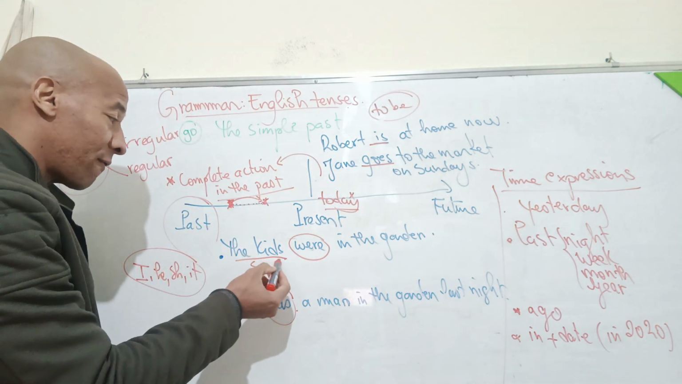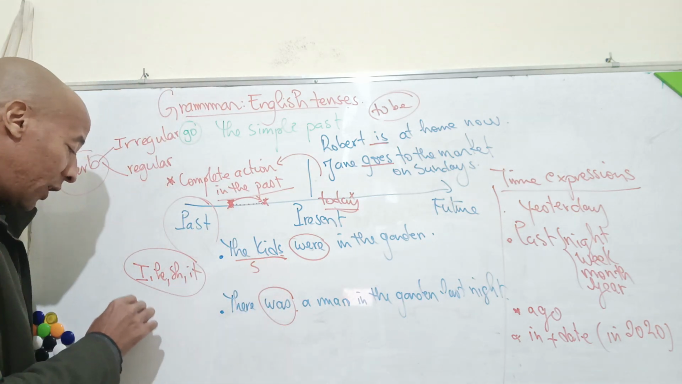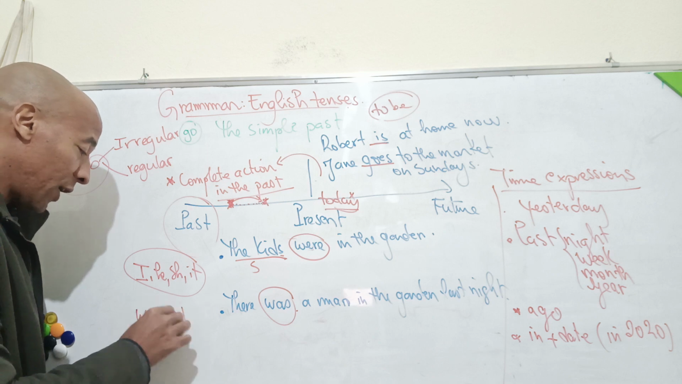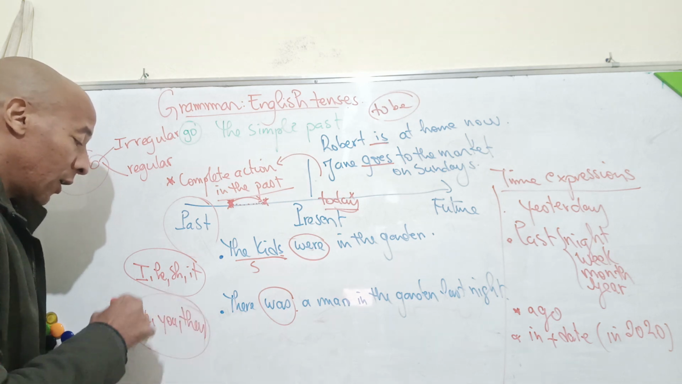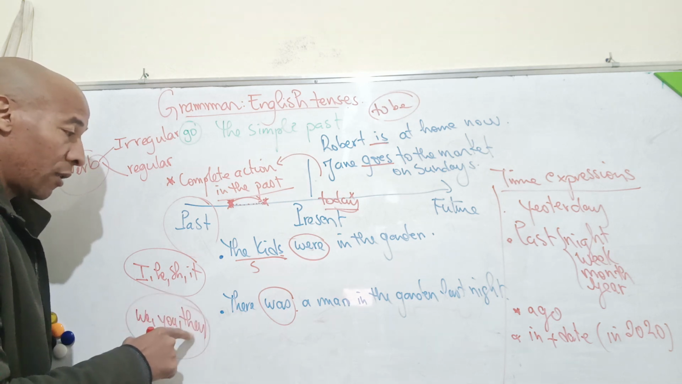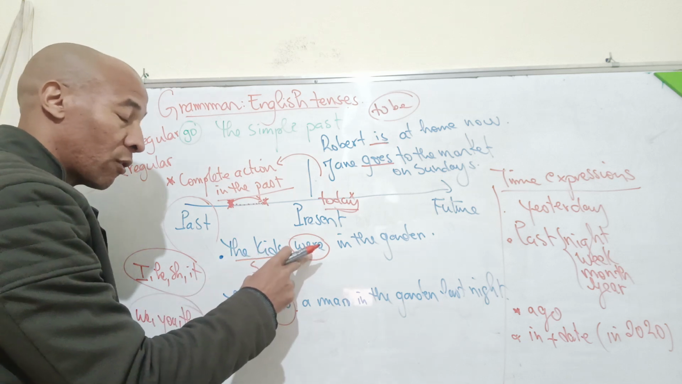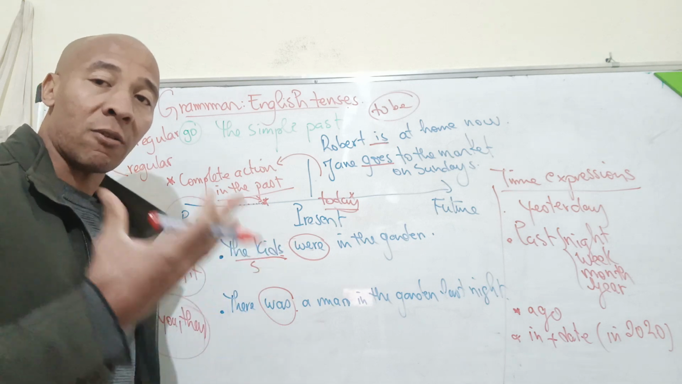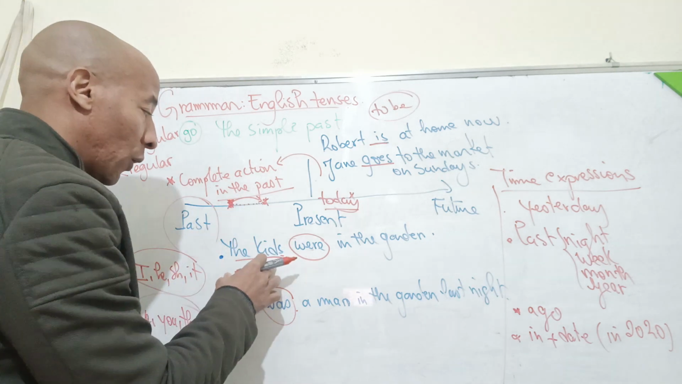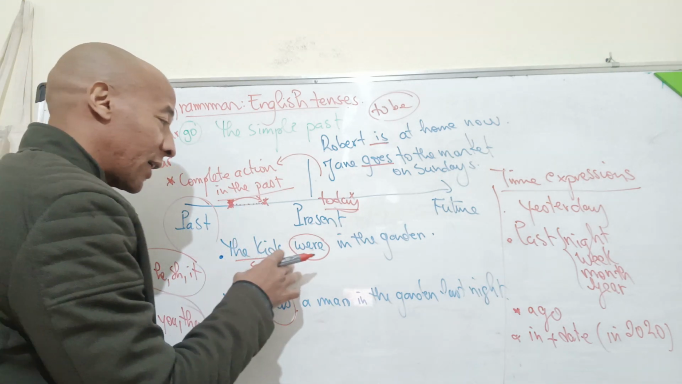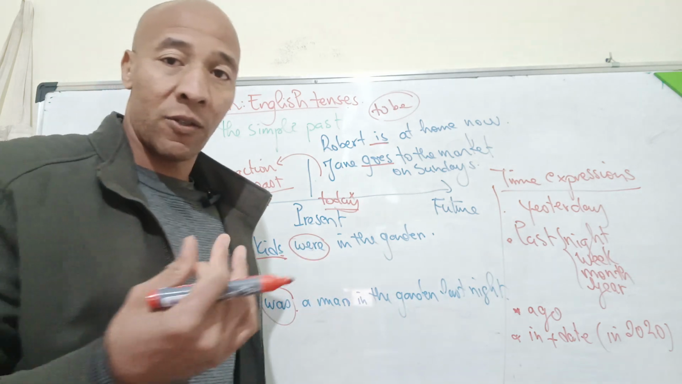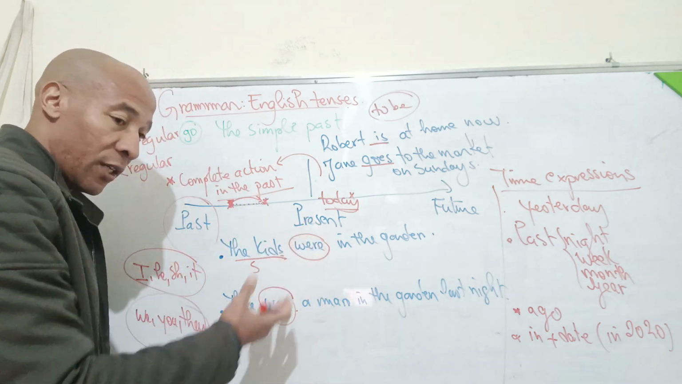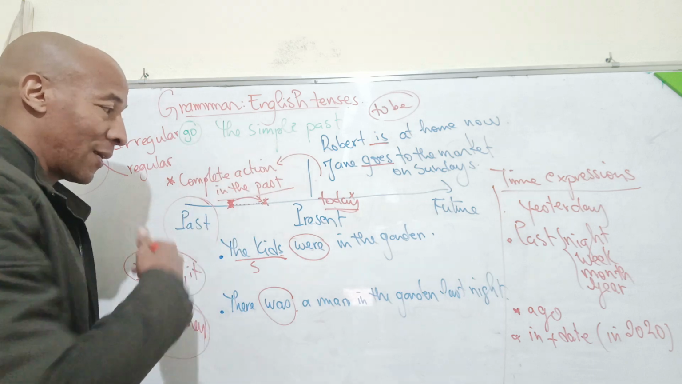But when we have either we, you, or they, then the verb to be is going to take the form were. So we can say the kids, because we have kids, plural, okay? So we can say the kids were in the garden. This is how we conjugate the verb to be in the past, right?